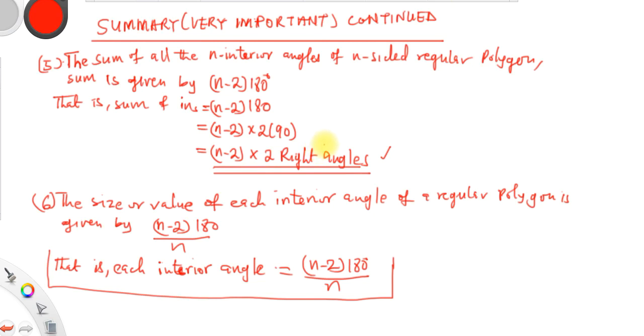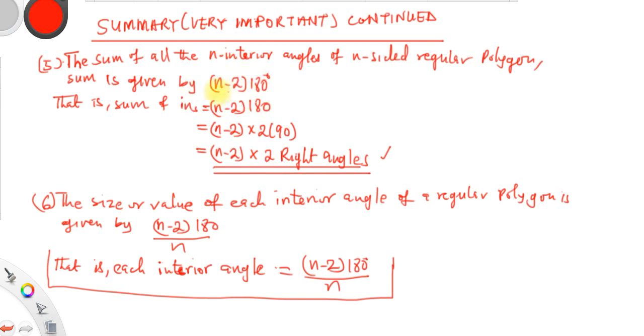Okay, yes. So let us continue. We are looking at the summary, the important things you have to note, about regular polygons. Number 5: the sum of all the interior angles of any n-sided regular polygon is given by n minus 2 times 180.